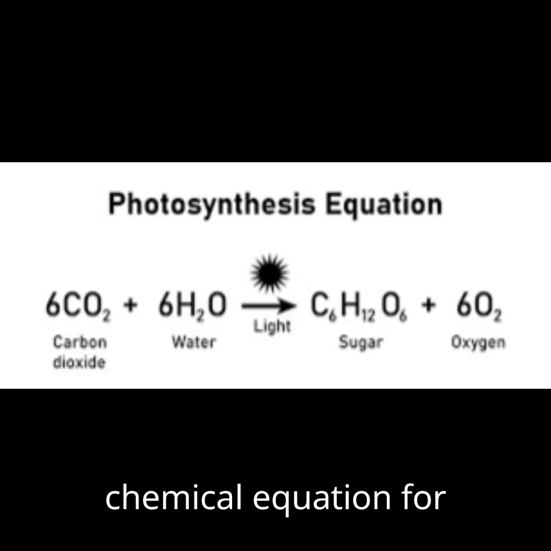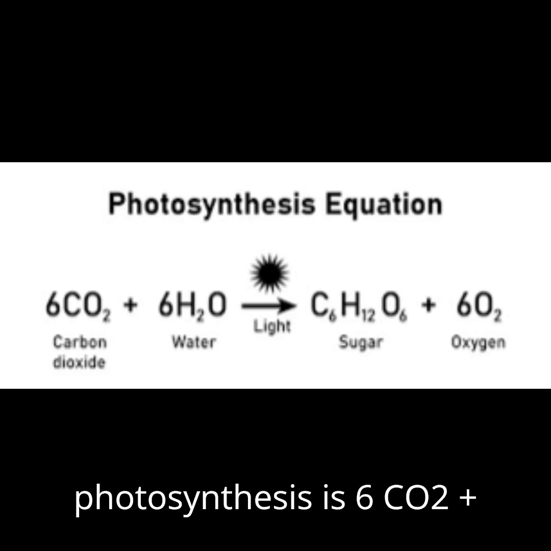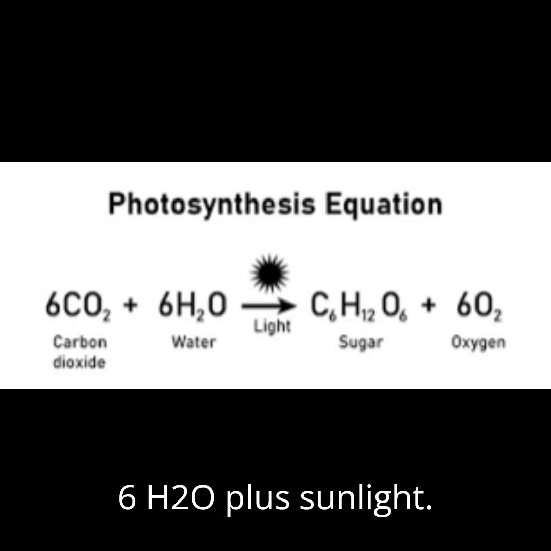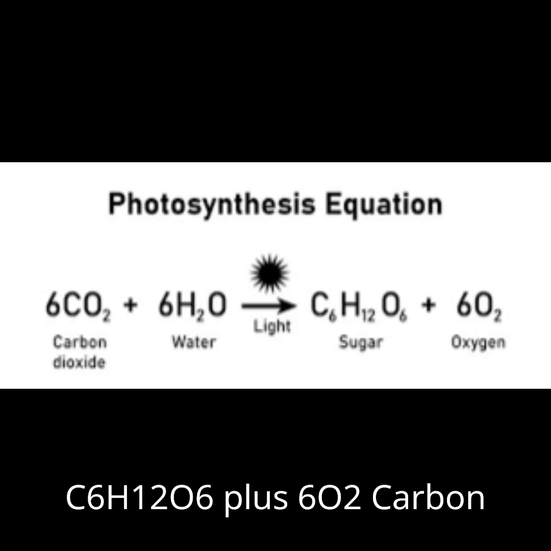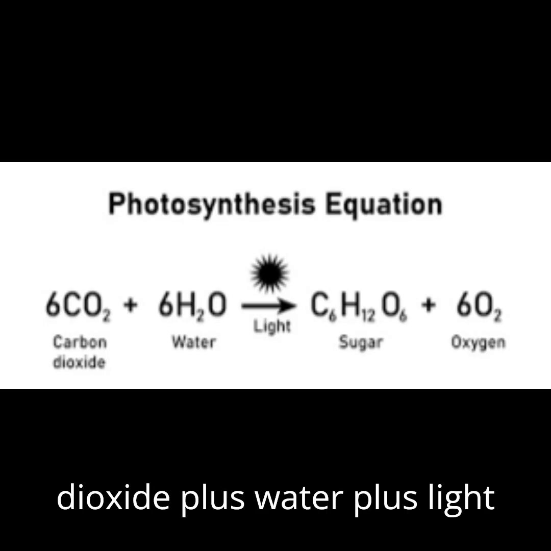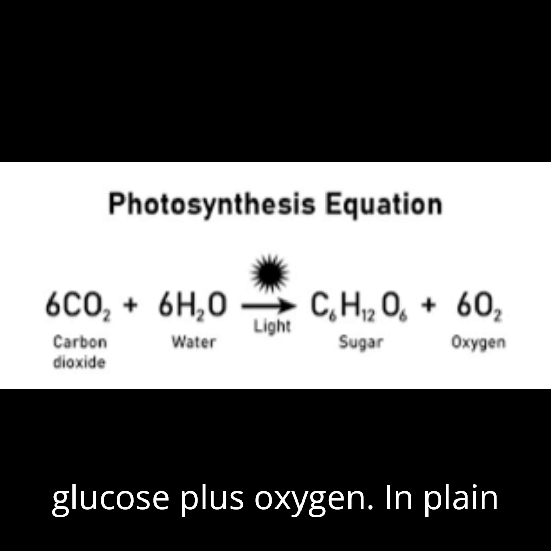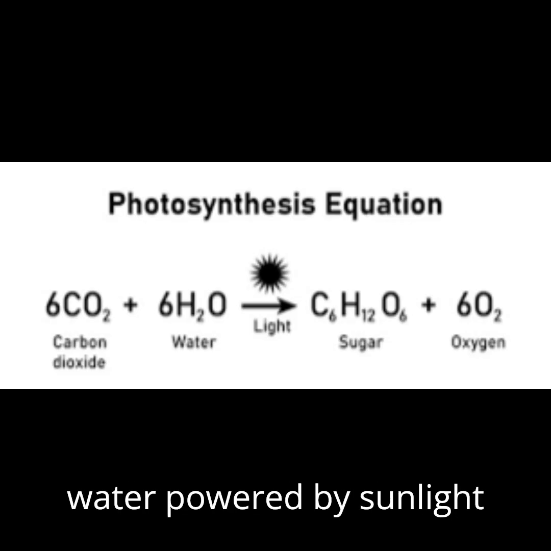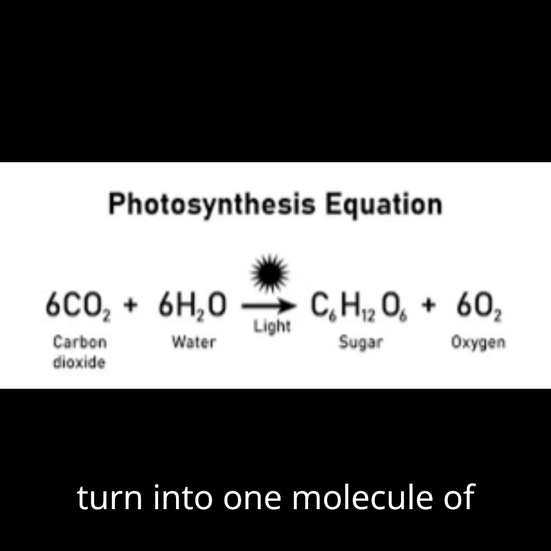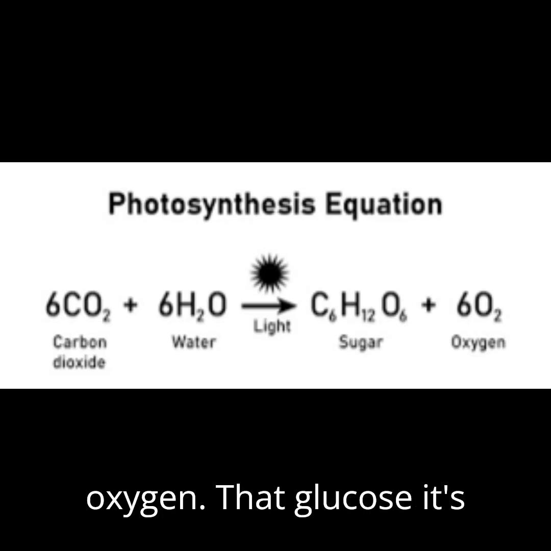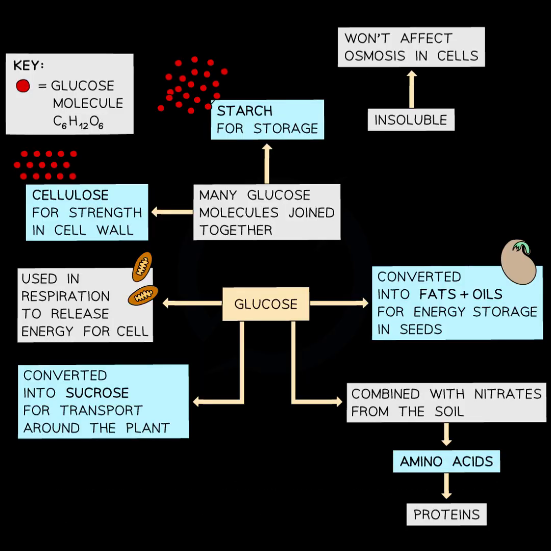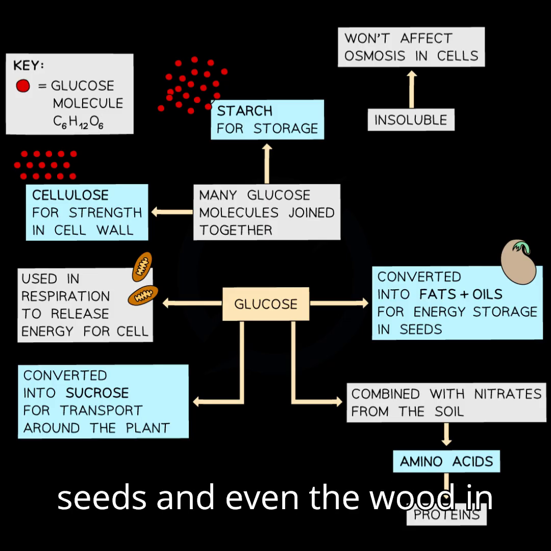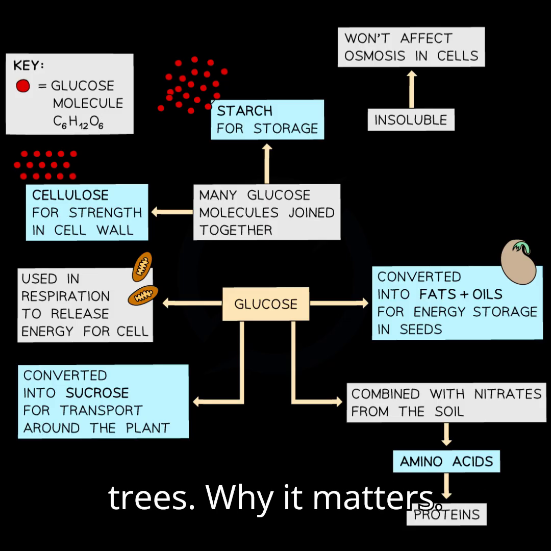The basic chemical equation for photosynthesis is 6CO2 + 6H2O + sunlight → C6H12O6 + 6O2. Carbon dioxide plus water plus light, glucose plus oxygen. In plain English, 6 molecules of carbon dioxide and 6 of water, powered by sunlight, turn into 1 molecule of glucose and 6 molecules of oxygen. That glucose? It's stored in the plant as energy for growth, making fruits, seeds, and even the wood in trees.